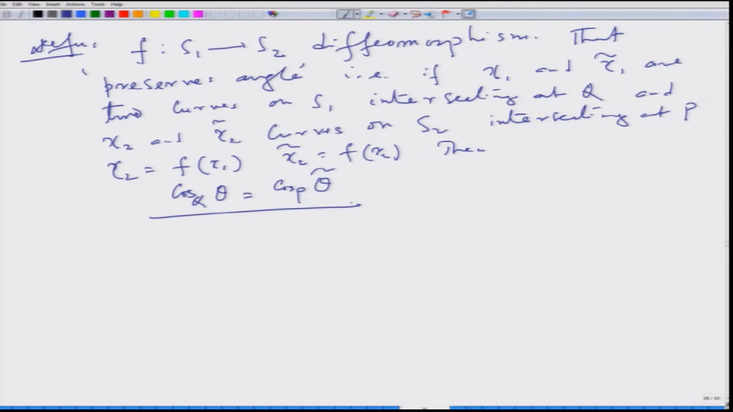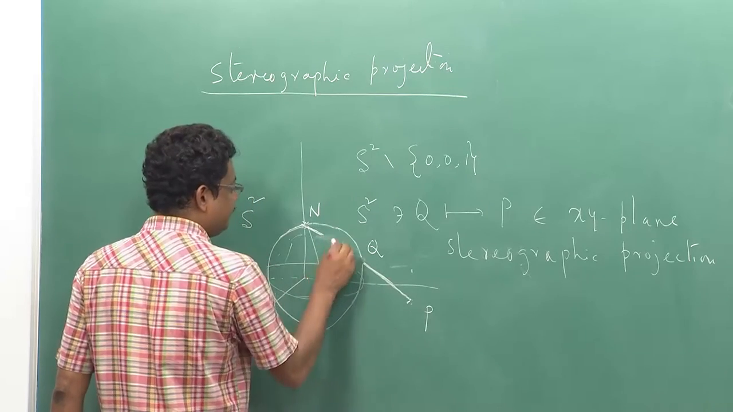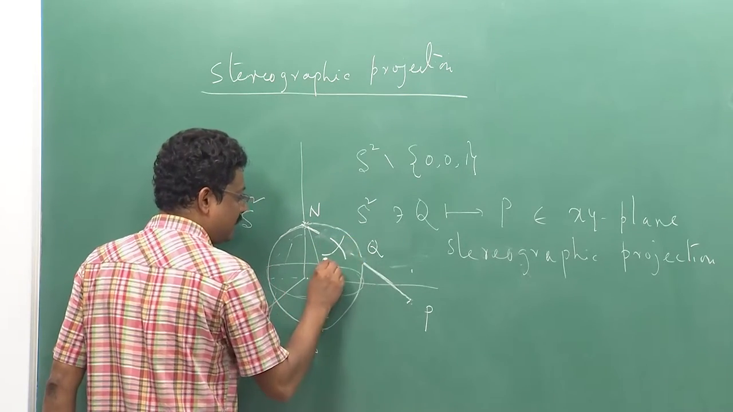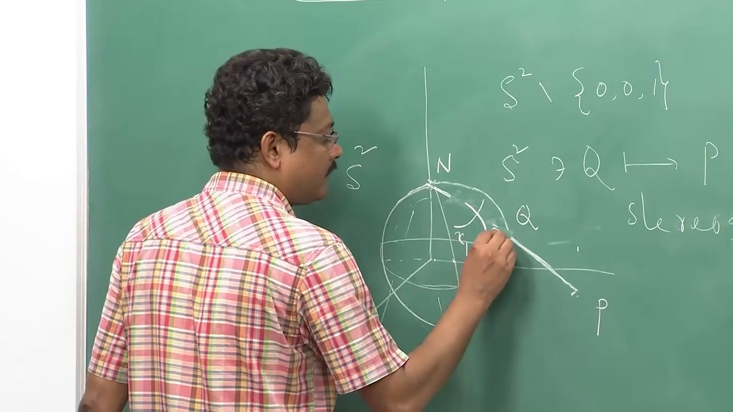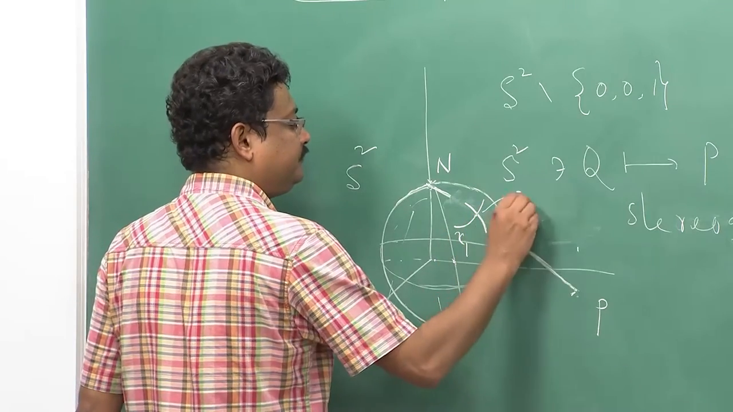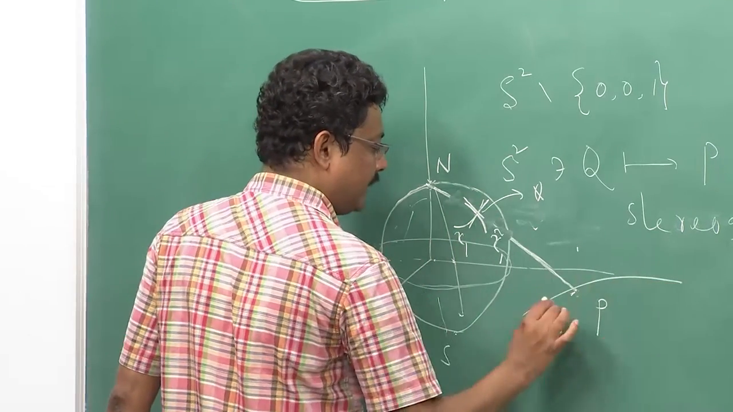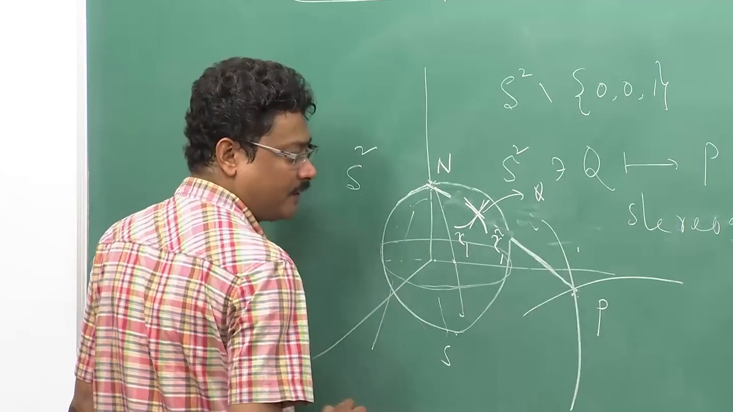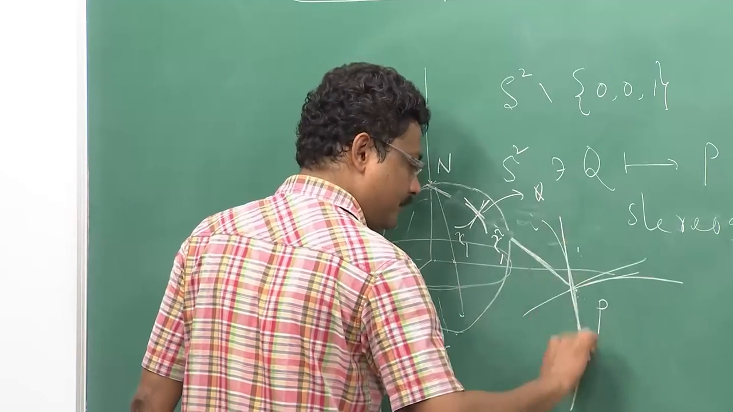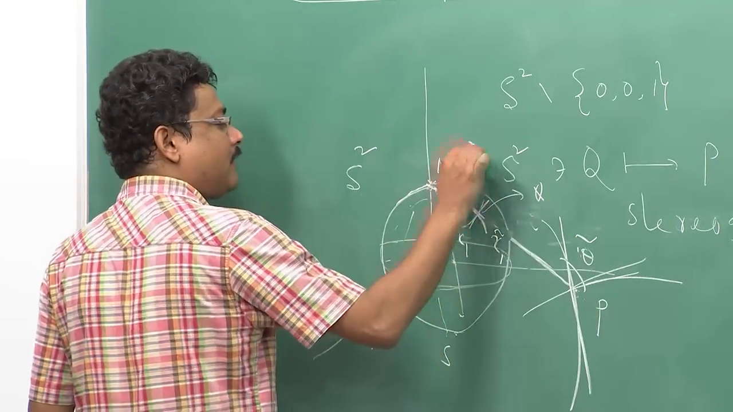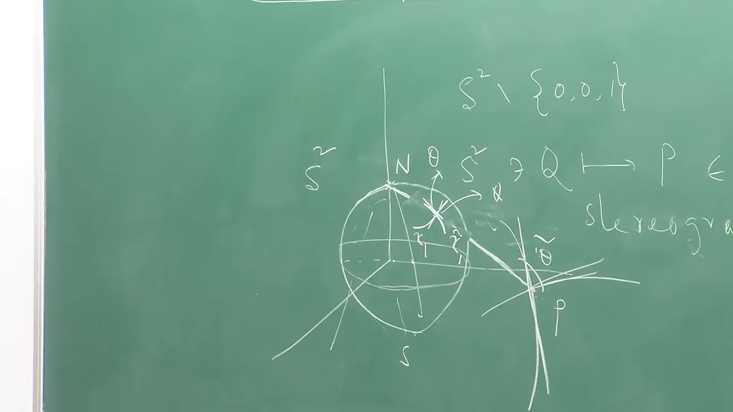What does it mean? What is the angle between gamma 1 and gamma 2? That is the angle between their tangent vectors, right? And similarly here. So if I have a curve here on the surface, suppose they are intersecting. So here is a curve, here is a curve, gamma 1, gamma 1 tilde, here is the point Q. So the angle between these two is the angle between their tangent vectors. This is mapped to some other curves here, and here the length is not preserved, but the cos of the angles of the tangent vectors is preserved. Okay. So angle between two curves is preserved.